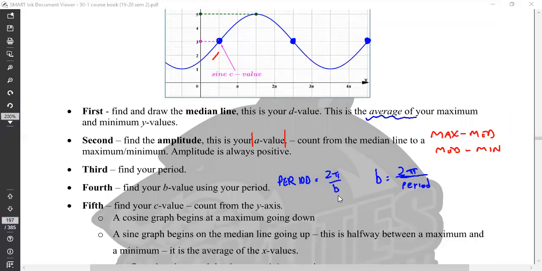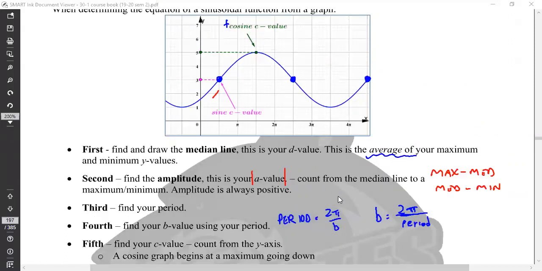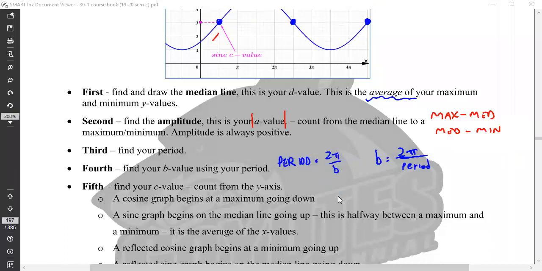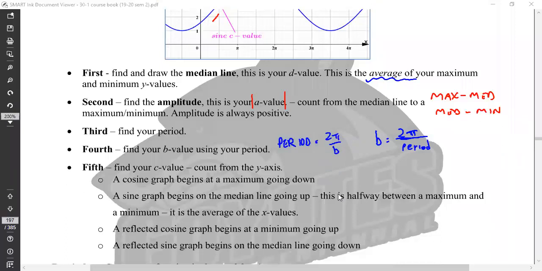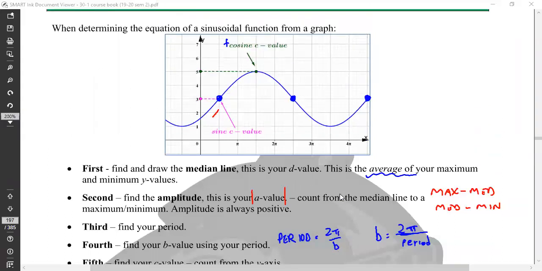And then fifth point. This one is kind of trickier. It says finding your C value, counting from the y-axis. This just has to do with this idea of start point. A cosine graph begins at the maximum, it goes down. A sine graph begins on your median, and it goes up. So here's your start point for cosine. That will be what C is. This has been a horizontal translation. It looks like 3 pi halves to the right.